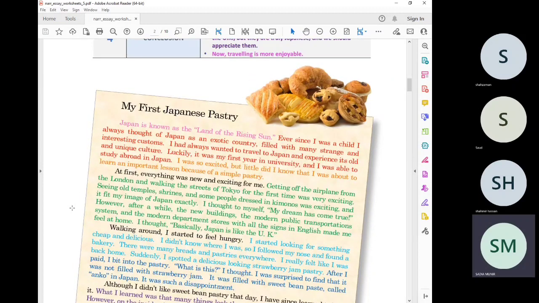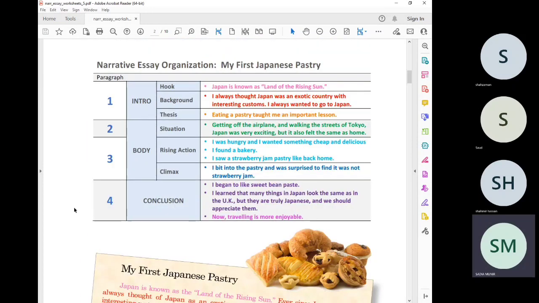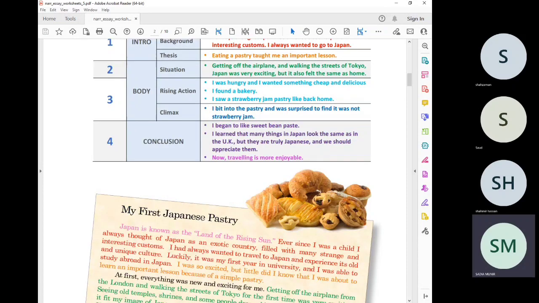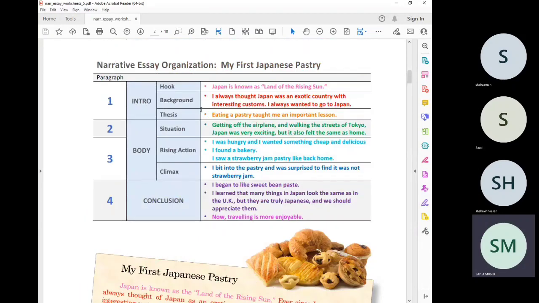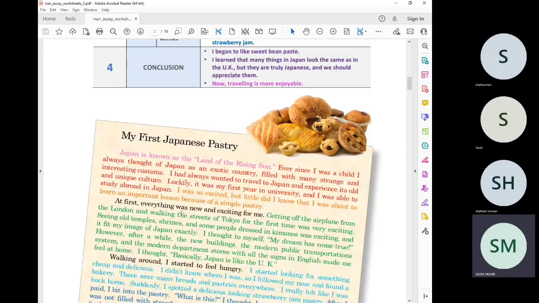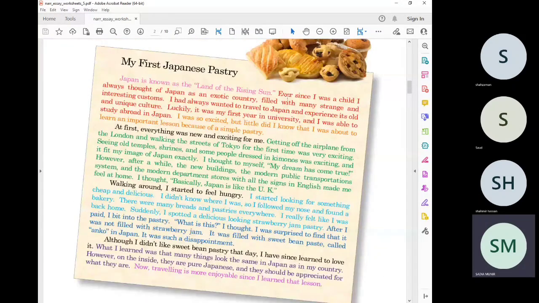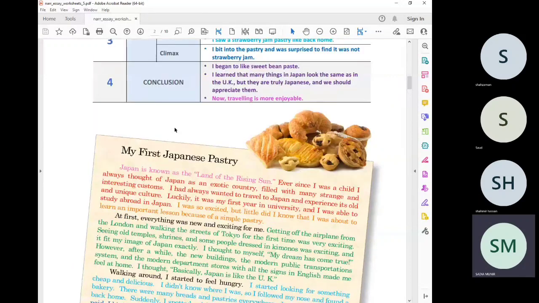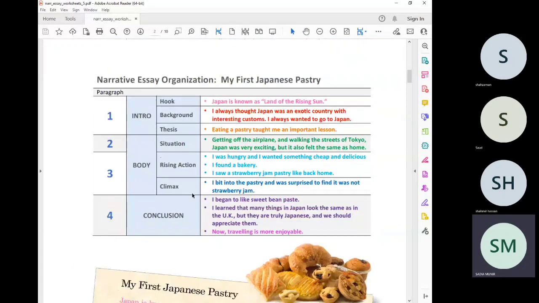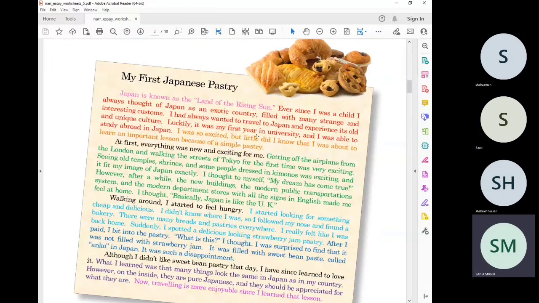Now, look at these transitions. As you can see, there are different colors given in this outline, right? So, hook lines are in pink. If you have a pink line over here, you have hook lines. The red talks about the background. Background is given in the first paragraph, as you can see. Then thesis statement is given in the orange one. Thesis statement is this one.